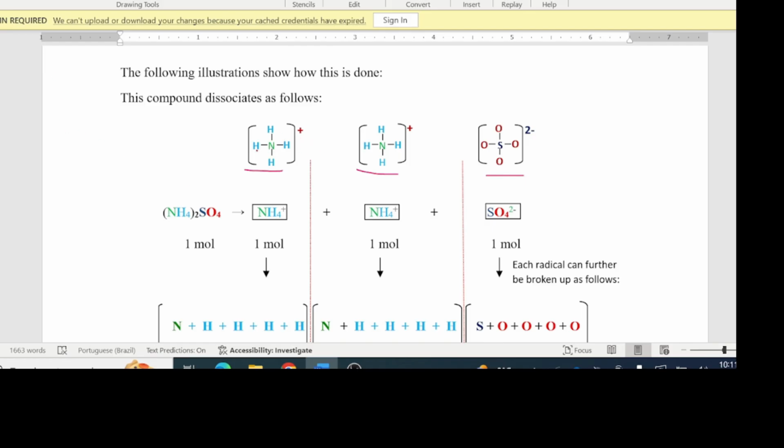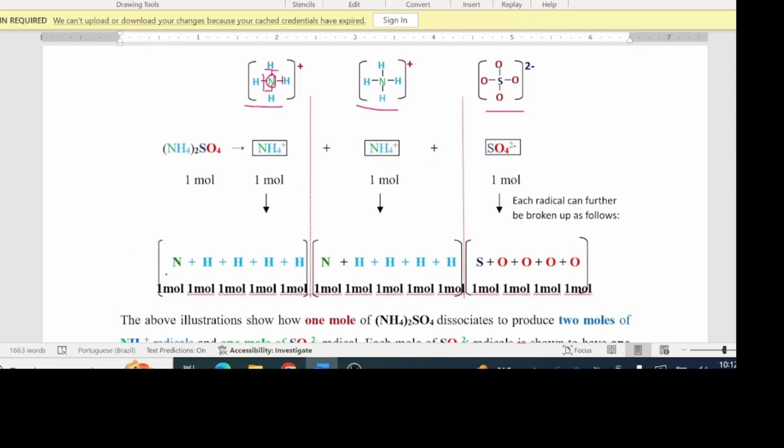Look, if I break these up, I'll have from that 1 nitrogen, all right? I cut that bond there, I cut that bond there, I cut this bond here, and I cut that bond here. From this radical, I'm going to have what? 1 nitrogen and 4 hydrogen. So from 1 mole of this, from 1 mole of radical here, which is this, and I break that up, I end up with 1 mole of nitrogen. Same thing for this other one here, another mole of nitrogen and 4 moles of hydrogen there.